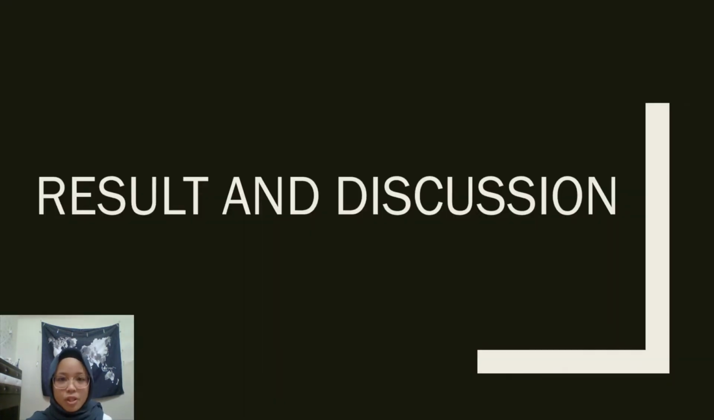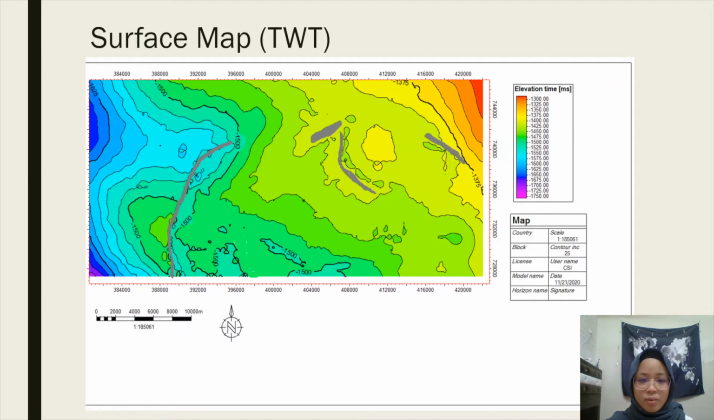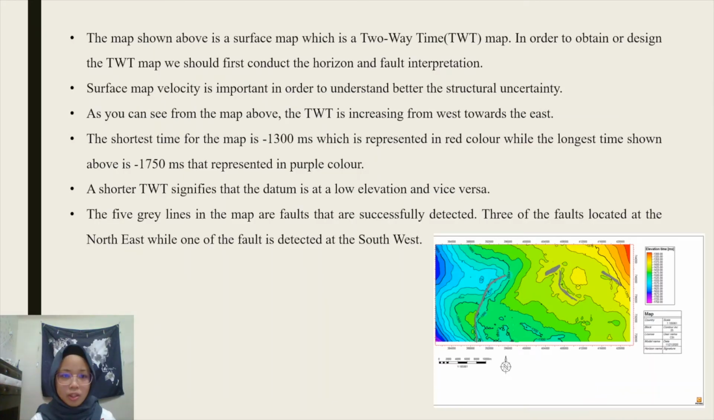So now, let's proceed to the result and discussion. This is a surface map in TWT. As you can see here, it's elevation time in milliseconds. The map shown above is a surface map, which is a two-way time map. In order to obtain the TWT map, we should first conduct the horizon and fault interpretation. Surface map velocity is important in order to understand a better structural uncertainty.